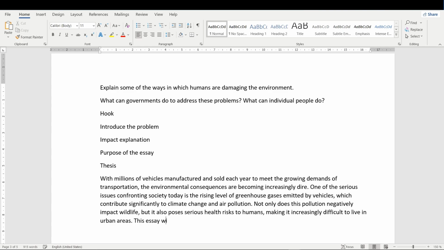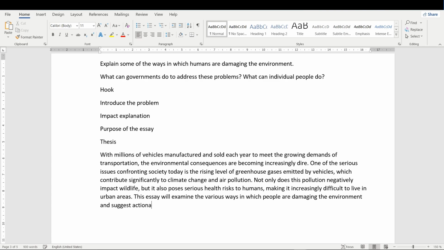This essay will examine the various ways in which people are damaging the environment and suggest actionable measures that both governments and individuals can take to mitigate these issues. While it may not be strictly necessary, it's helpful to include a brief statement about the purpose of the essay. This provides the examiner with an overview of what we will discuss in the following sections.